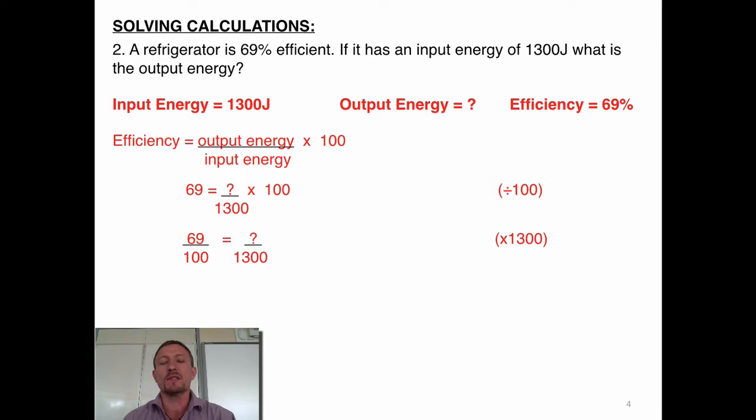Now I want to move the 1300 over onto the left-hand side. It's dividing on the right-hand side, so it's got to do the opposite function if I move it to the left-hand side, so I've got to multiply by 1300. So I get the function 69 divided by 100 times 1300 will give me my output energy. Put that into your calculator, and we end up with an output energy of 897 joules.